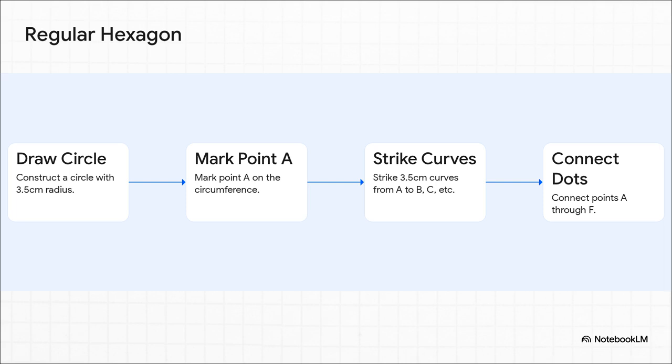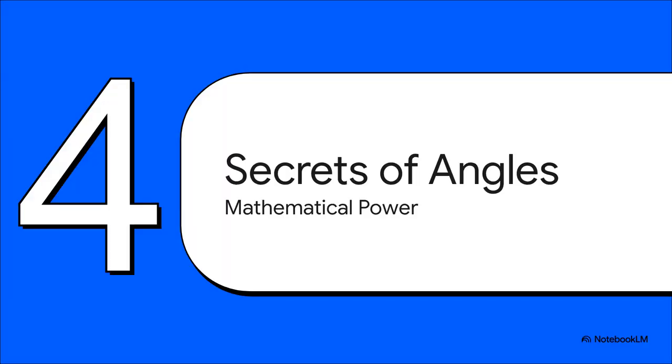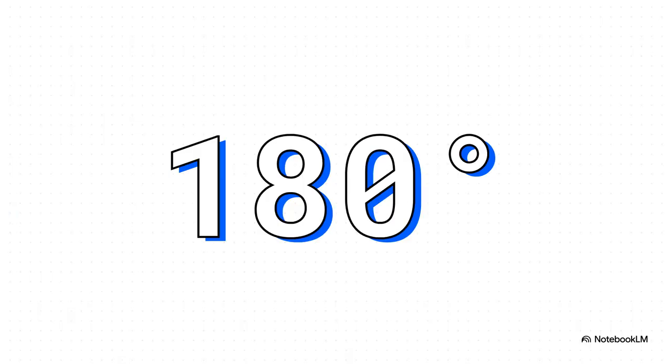Then you just connect the dots with straight lines. Section 4. The secrets of angles. Time to unlock some serious mathematical power. So the absolute golden rule to remember here, like the total foundation of polygon angle calculation, is the number 180.